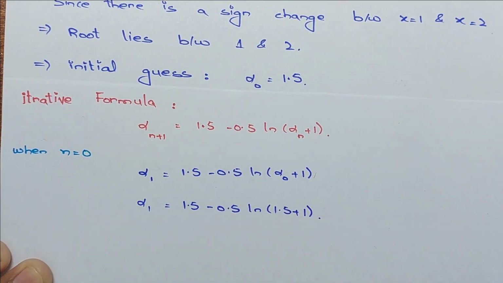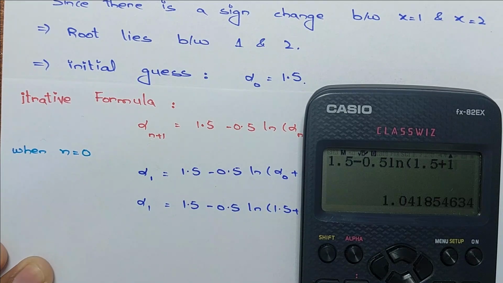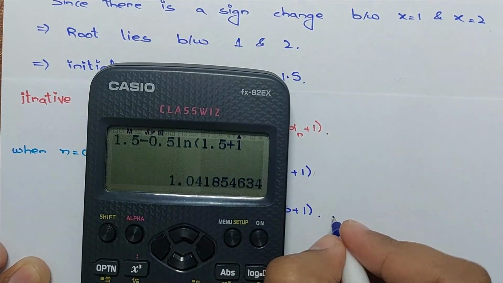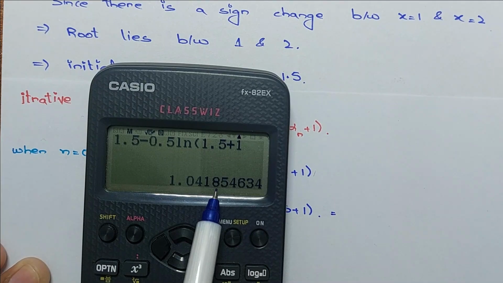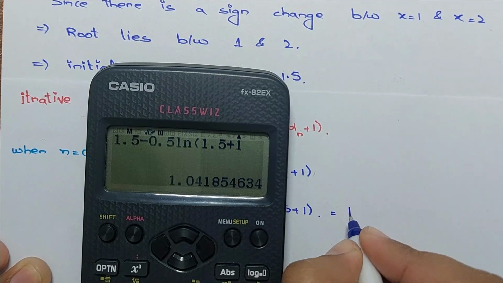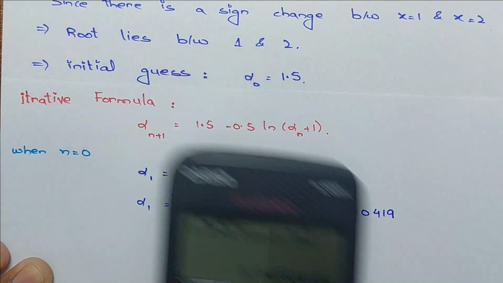Let's find out the first value for alpha. 1.5 minus 0.5 ln of 1.5 plus 1. So this is up to 5 significant figures, 1, 2, 3, 4, and 5. This rounds to 9. 1.0419. This is the first one.